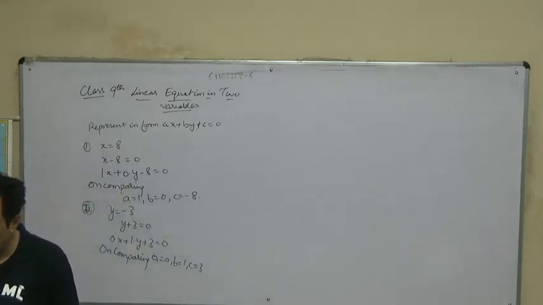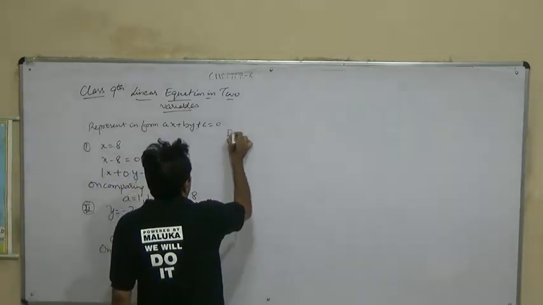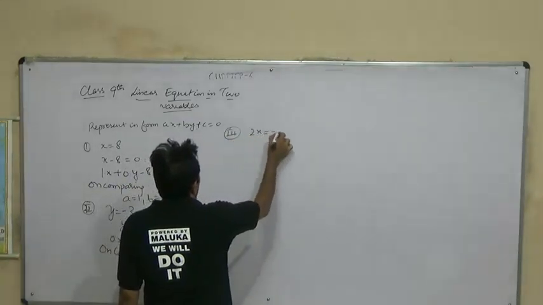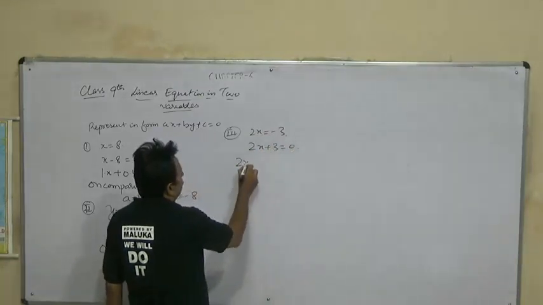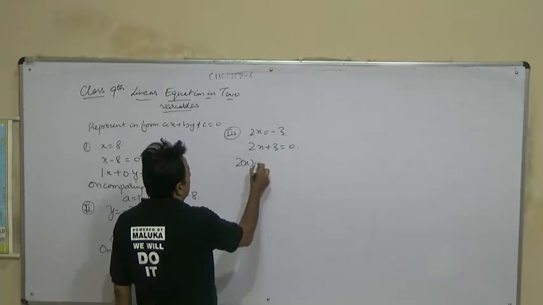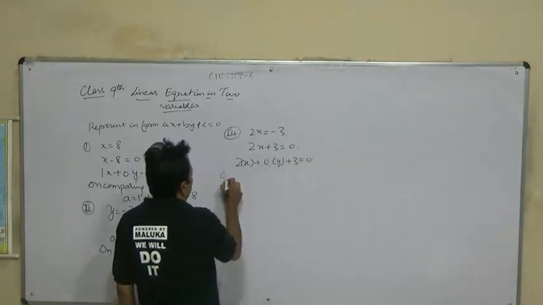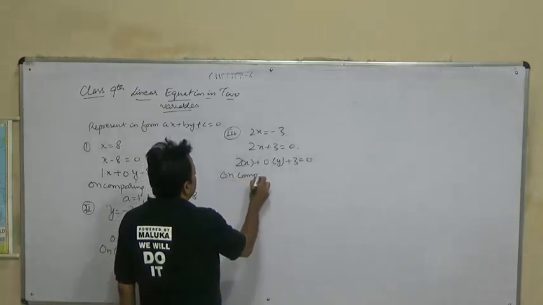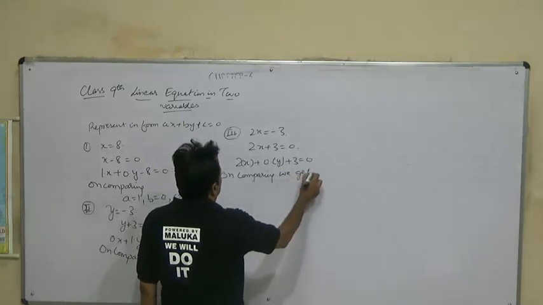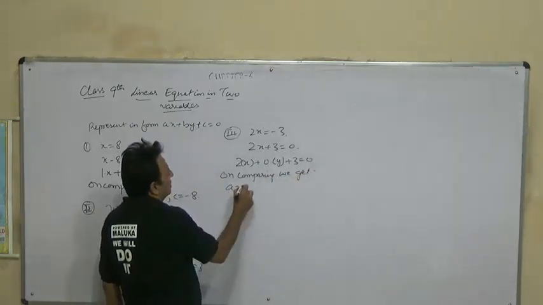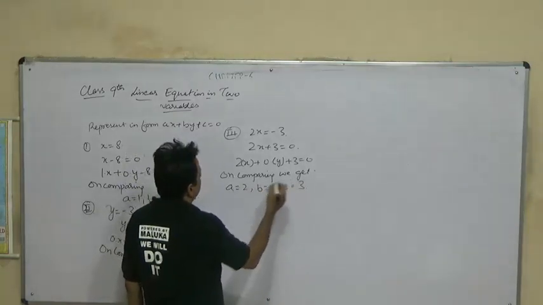Then next, the third part is 2x is equal to minus 3. So this will be 2x plus 3 is equal to 0, and 2 into x plus 0 into y plus 3 is equal to 0. On comparing, what do we get? Very easy, we can write the value of A is 2, B is 0, C is 3.